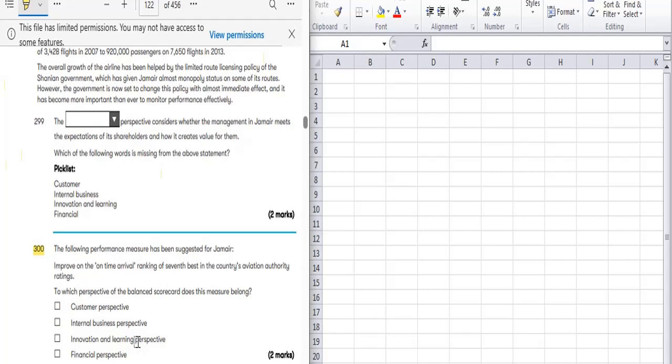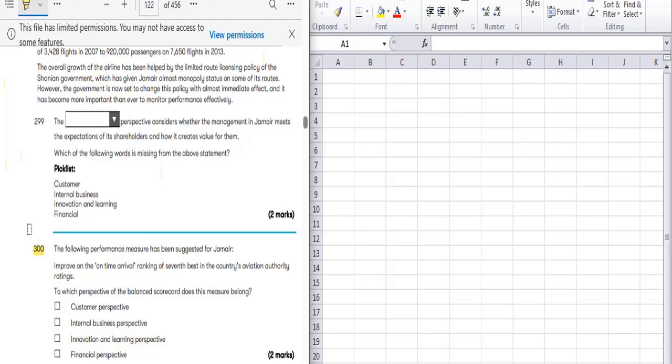So on time arrival, we want to consider this item anywhere in the financial statements, like the statement of financial position, statement of cash flow, statement of profit or loss, or disclosure note or equity statement. So you don't find the on time arrival in any kind of this statement, right? So we can omit these two options. Okay, so now we have remaining the customer perspective and the internal business perspective.